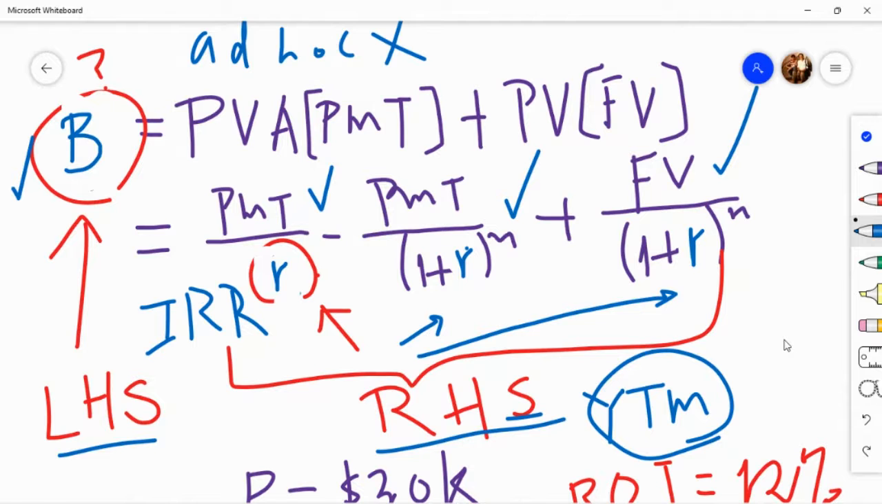Individual investors are average Joes. Most of the individual investors are average Joes, not highly trained people in finance and economics. So they don't know what the intrinsic value is. They don't know how to calculate intrinsic value.